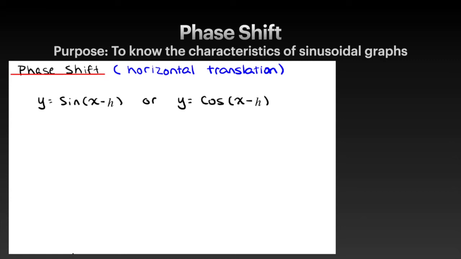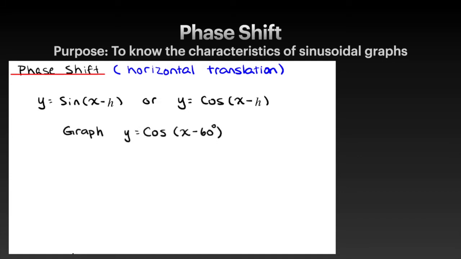Phase shift, last characteristic, and this is the horizontal translation. You might see this in the textbook written as C, and on the last slide you might see it as D. I changed it here in the notes to be more familiar with what you've seen before, but you might see those as C and D, just so that you're aware.